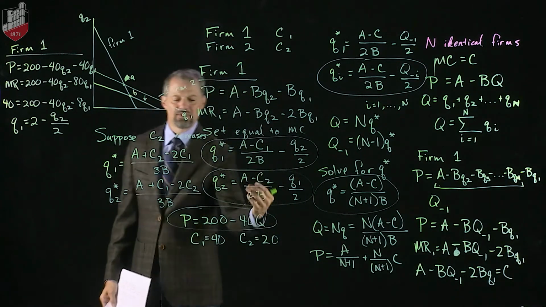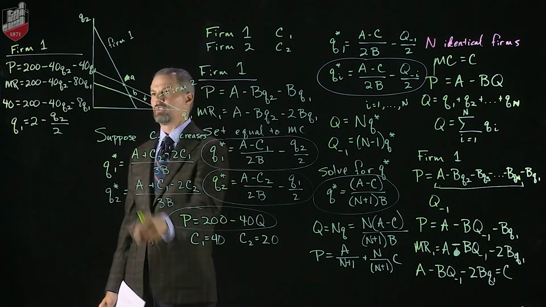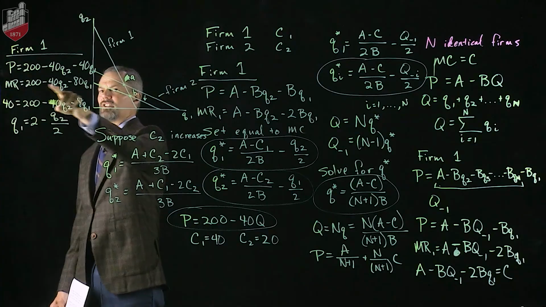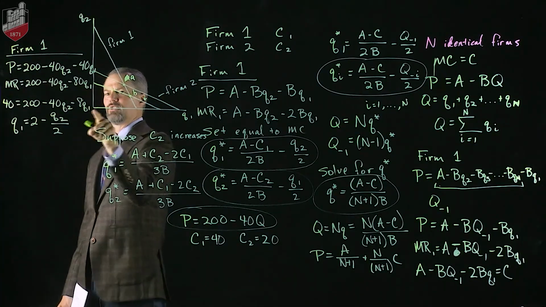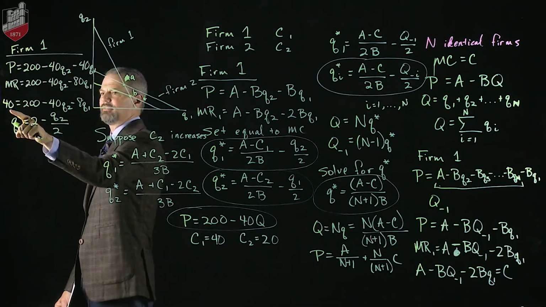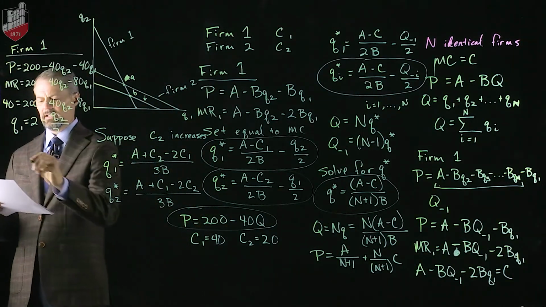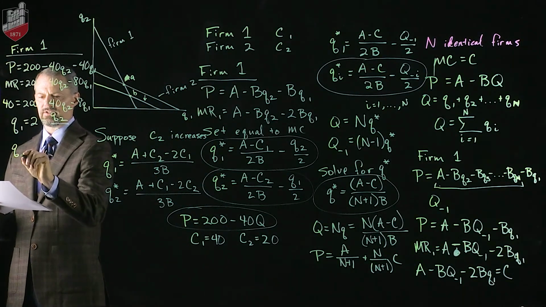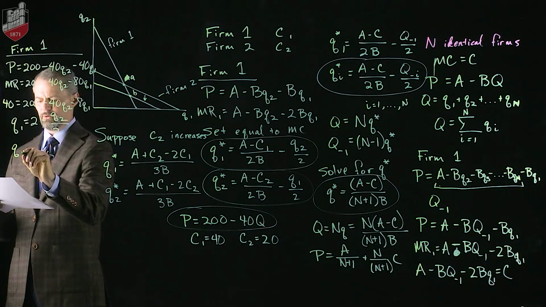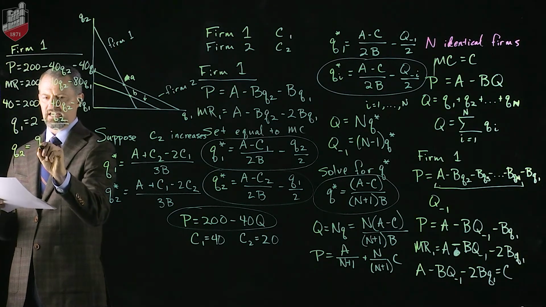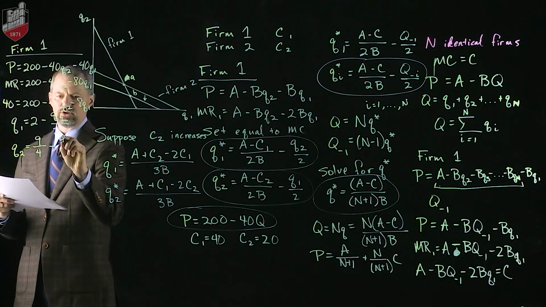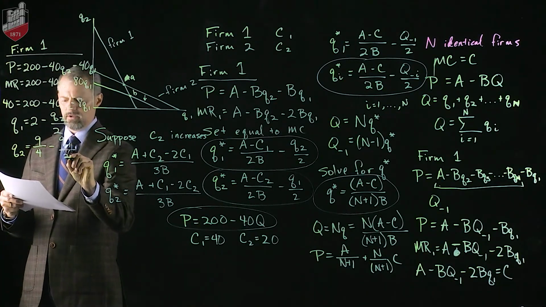Now you're going to go through the same process for firm 2. And it's going to look very similar, only when you set it equal to marginal cost, you're going to have 20 there. And when you do that, what you're going to get is a response function for firm 2 that looks like this. It's equal to 9/4 minus Q1 over 2.